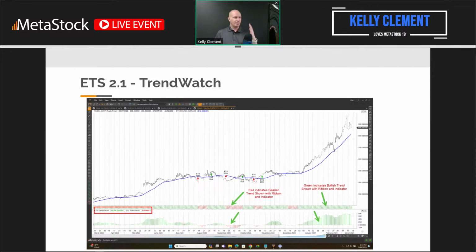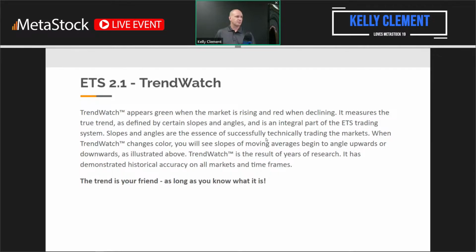If it's not in a bullish direction, it's not going to give you a signal. So it's great that it uses a confirmation based off of the angles and trends. When the trend watch changes color, you see the slope of the moving average begin to angle upwards or downwards, as illustrated in the picture I just showed you, and it's the result of many years of research.